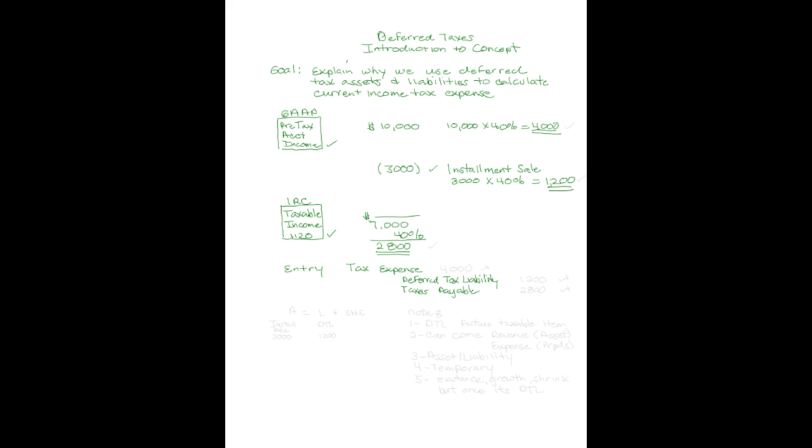And the taxes payable, driven from the tax return, $2,800. The deferred tax liability, driven by the amount that will be picked up in future years, $1,200. And the two of those together would equal our tax expense. In our very simple example, it also equals what we calculated, but that won't always hold true.